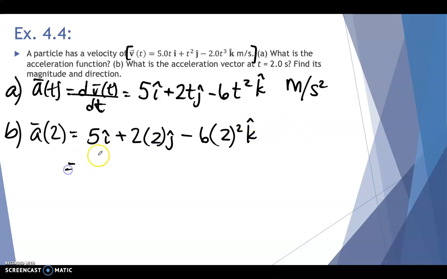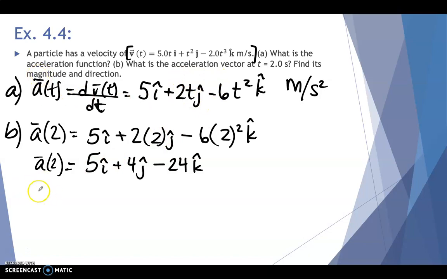So we get 5I hat plus 4j hat minus 2 squared, which is 4, times 6 is 24, k hat. Okay, so this describes the direction of the acceleration vector. Okay, and this is in unit form.